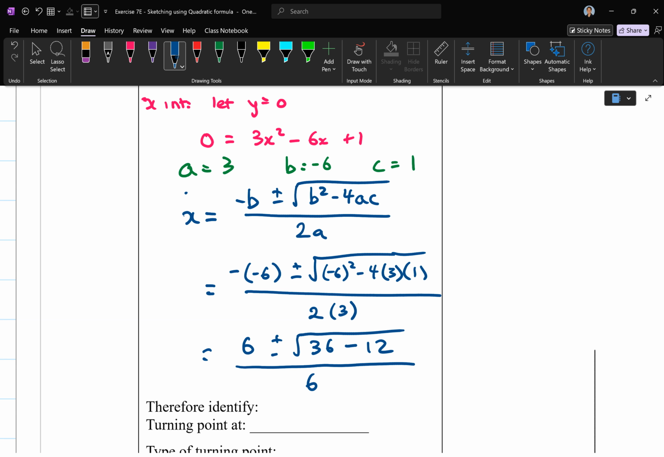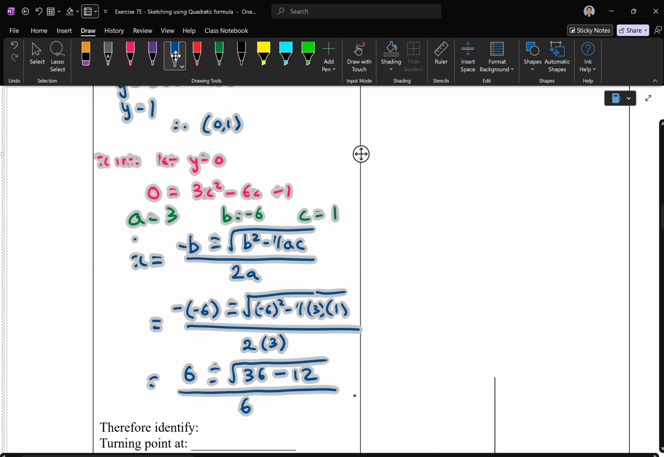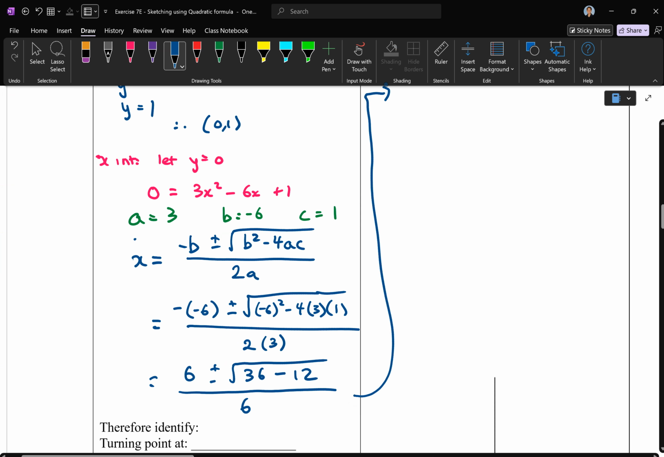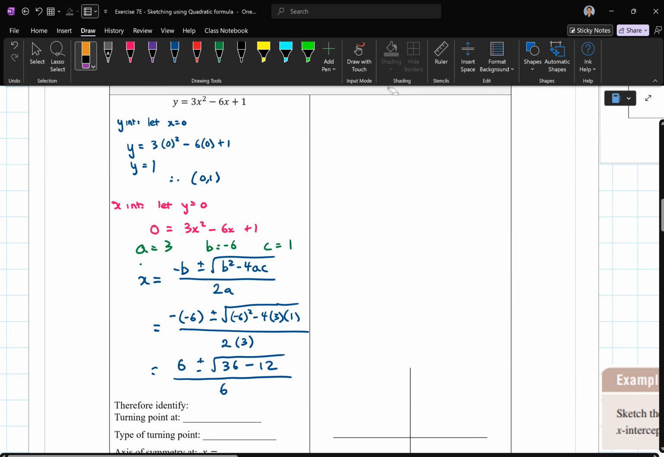Now, likely, this is not going to give you a nice whole number. It's likely to give you a surd form. So let's continue this on all the way up here because my handwriting is a bit big. x is then equal to 6 plus or minus root of 36 minus 12. What is that? Is that 24? 24 over 6. You can simplify the root 24.